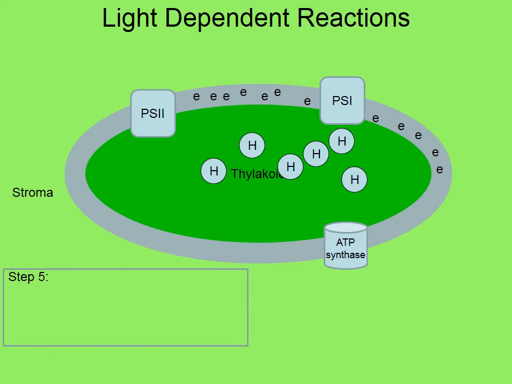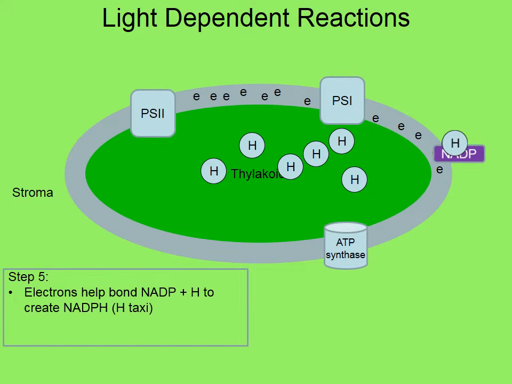So moving on to the next step of the light-dependent reactions. The electrons that are embedded in the thylakoid membrane, along with various enzymes, are going to help bond a couple items together. There's a molecule with the full name of nicotinamide adenine dinucleotide phosphate. We're just going to call this molecule NADP. So the molecule NADP and a hydrogen ion are going to be drawn together by the electrons in the thylakoid membrane and various enzymes. And when they're drawn together, the NADP and the hydrogen are going to bond together to make a molecule called NADPH. Now the notes say NADPH is a hydrogen taxi.